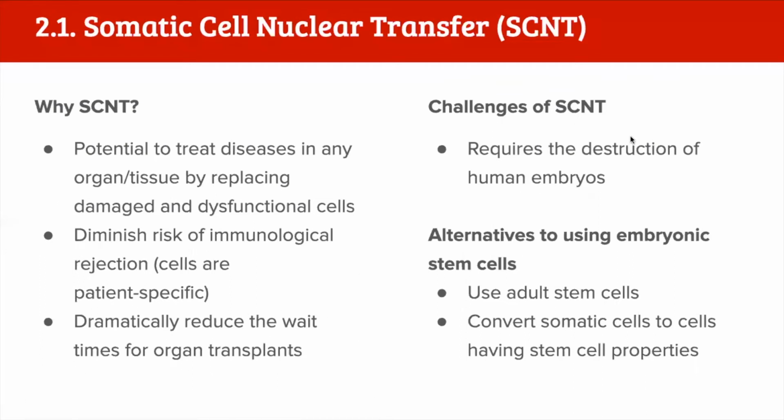The challenge of SCNT, however, is that it requires the destruction of human embryos, okay? So after you're done collecting your patient-specific tissue, you have to destroy the human embryos, and that is obviously an ethical problem with SCNT. So then your alternatives to using embryonic stem cells, you can use adult stem cells, which is what we're going to be talking about next. And then you can convert somatic cells to cells that have stem cell properties, all right?